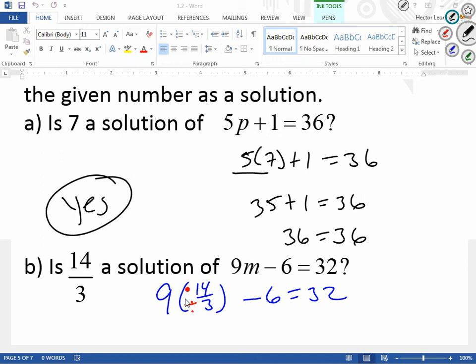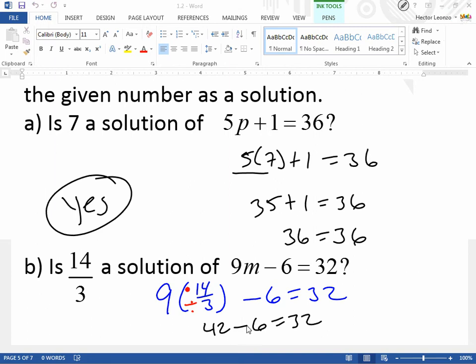It doesn't really matter. So we can go 9 times 14, and then the result we divide it by 3. Or we could go 9 divided by 3, and the result we multiply it with 14. Once again, you multiply or divide whichever one you want first. So in this case, I'm going to divide because it's easier to divide. So I'm going to go 9 divided by 3, that's 3, and 3 times 14, that happens to be 42. So I have 42 minus 6 is equal to 32.